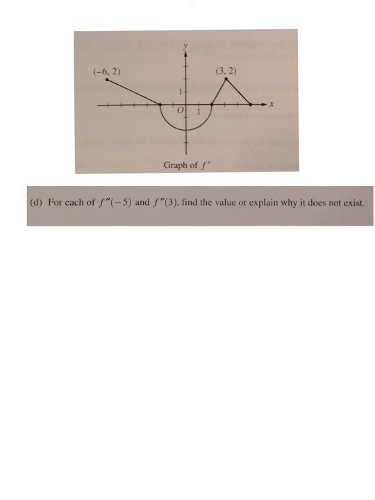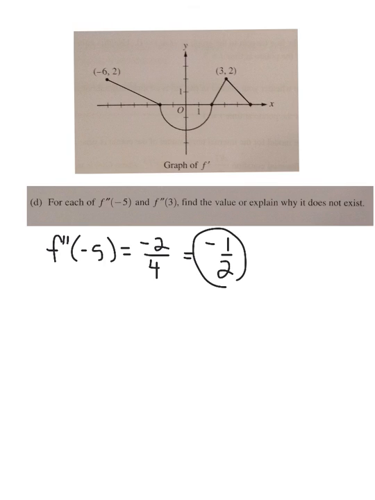Okay, so let's write that down. So f double prime of negative 5. Now you could write it went down 2, then over 4, and you can leave it like that, or you can make that negative 1/2. That's totally up to you. Okay, now let's look at f double prime of positive 3. So that's the slope, right, at positive 3. The slope of f prime at positive 3. Well, let's find 3. 1, 2, 3.